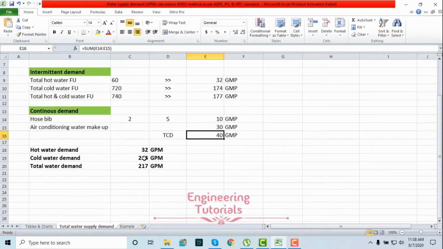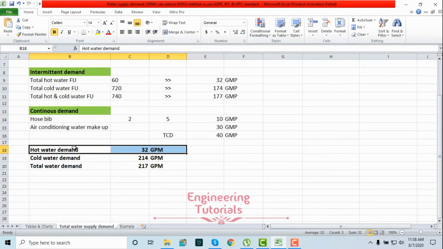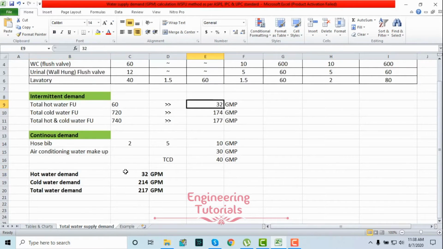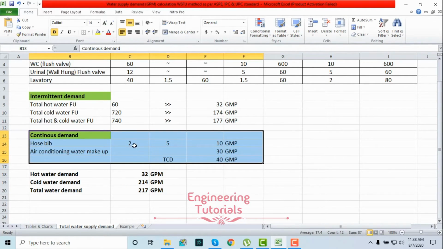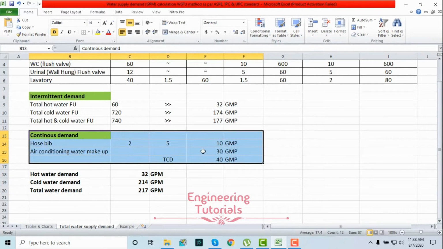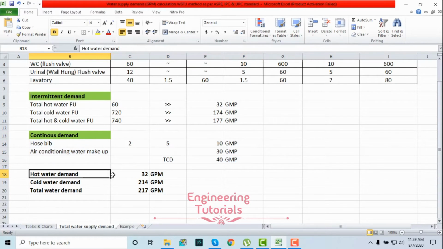And then you can see the hot water demand, which we already calculated here, is 32 GPM. For the cold water demand, you need to add the continuous demand as well, because the water supplied for the continuous demand is also normal or cold water. There is no hot water required here.